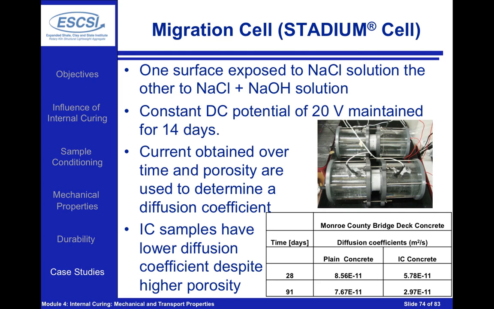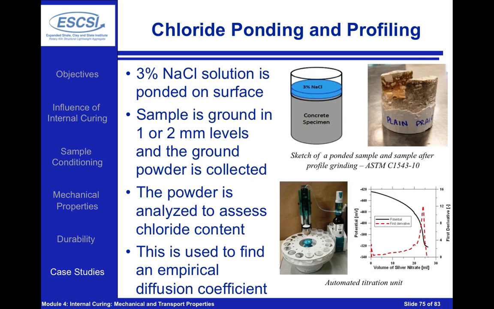We've also performed similar tests using the Nernst-Planck type approach, and here we can see this using a stadium type of cell. Again, we see a lower diffusion coefficient typically in the internally cured concrete, despite having a slightly higher overall porosity because of the lightweight aggregates inside of the system.